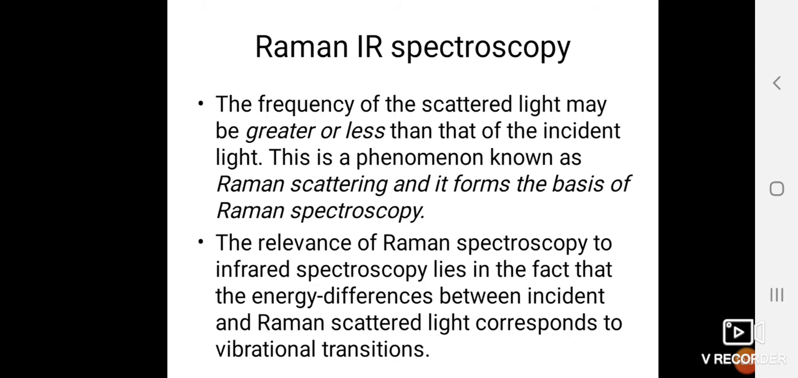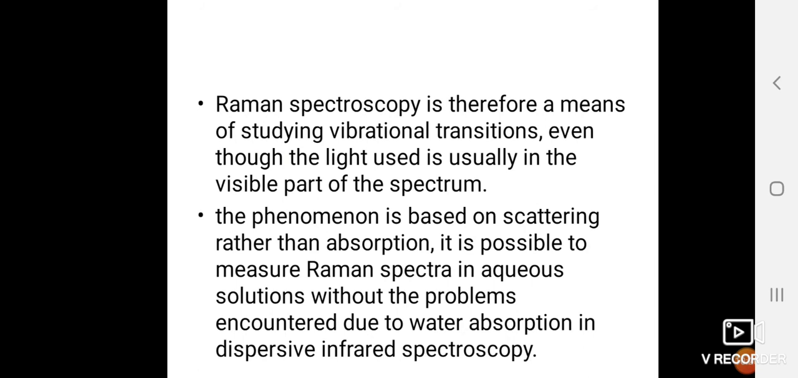The relevance of Raman spectroscopy to IR spectroscopy lies in the fact that the energy difference between the incident and the Raman scattered light corresponds to a vibrational transition. Based on that, people go for this Raman IR spectroscopy, or also call it Raman spectroscopy. So Raman spectroscopy is therefore a means of studying vibrational transitions, even though the light used usually falls into the visible part of the spectrum.